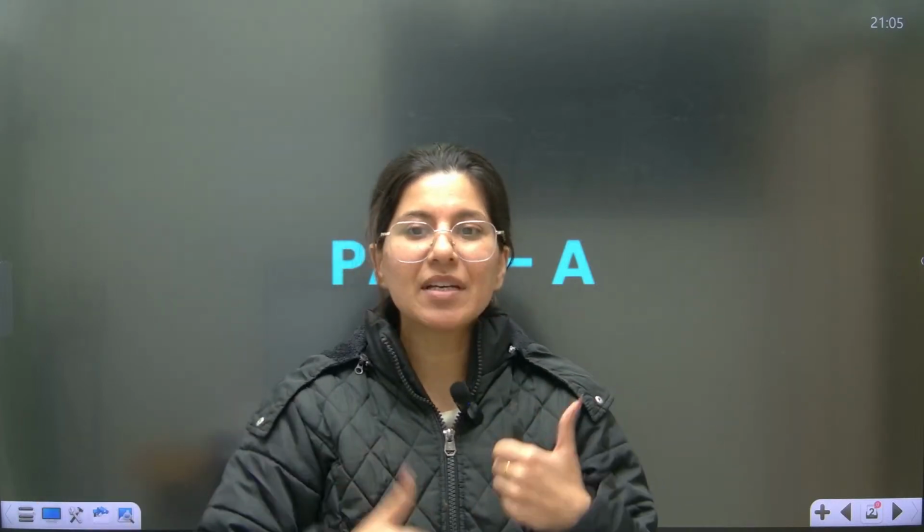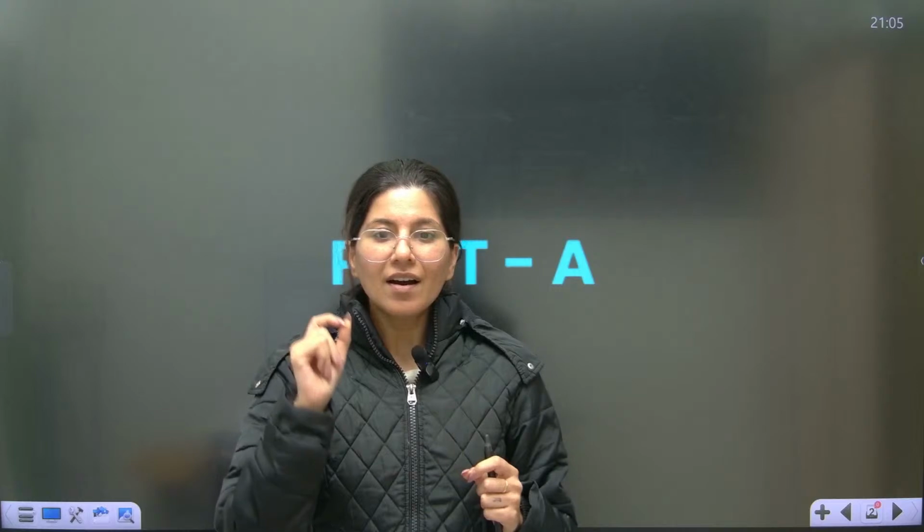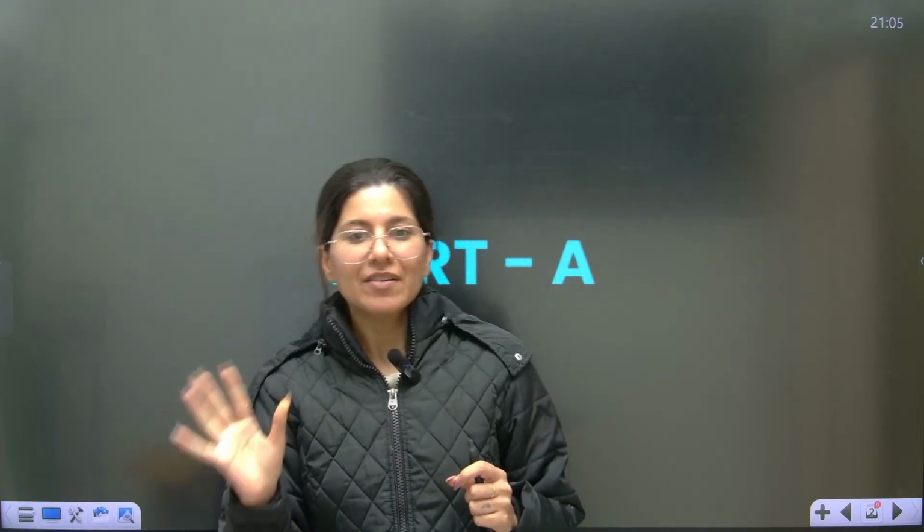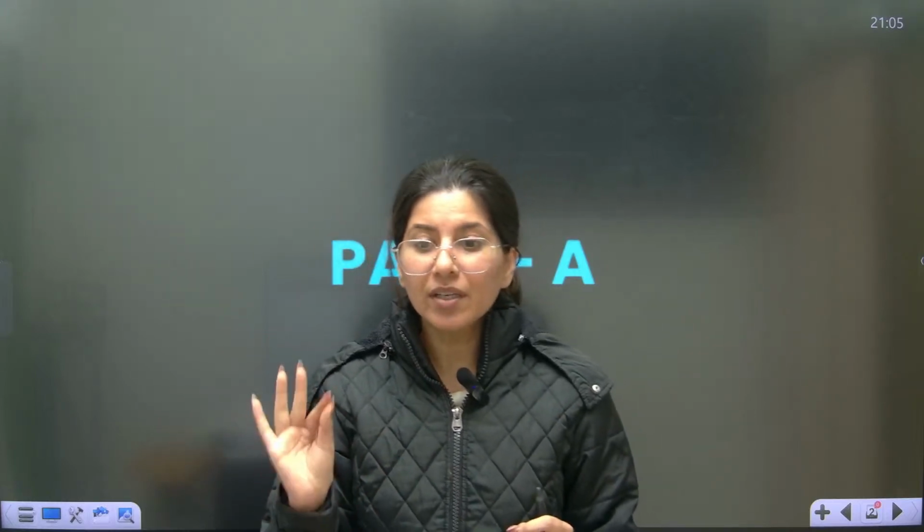So if I'm audible and visible, please give me a green signal. Please quickly give me a green signal that yes, ma'am, we are able to see you and we are able to hear you clearly.